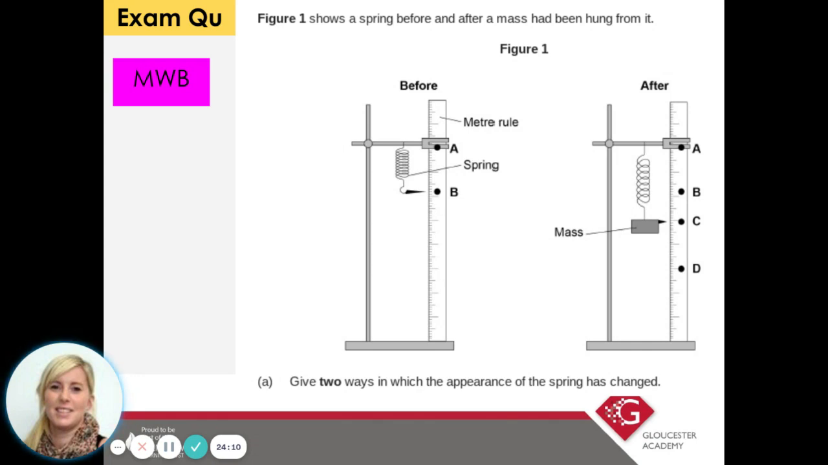Give 2 ways in which the appearance of the spring has changed. So use the before and after pictures to think about what visual clues you have got to suggest that the appearance of the spring has changed. So we're looking for 2 ways, 2 marks, 2 minutes. So pause the video for 2 minutes or take however long you need.